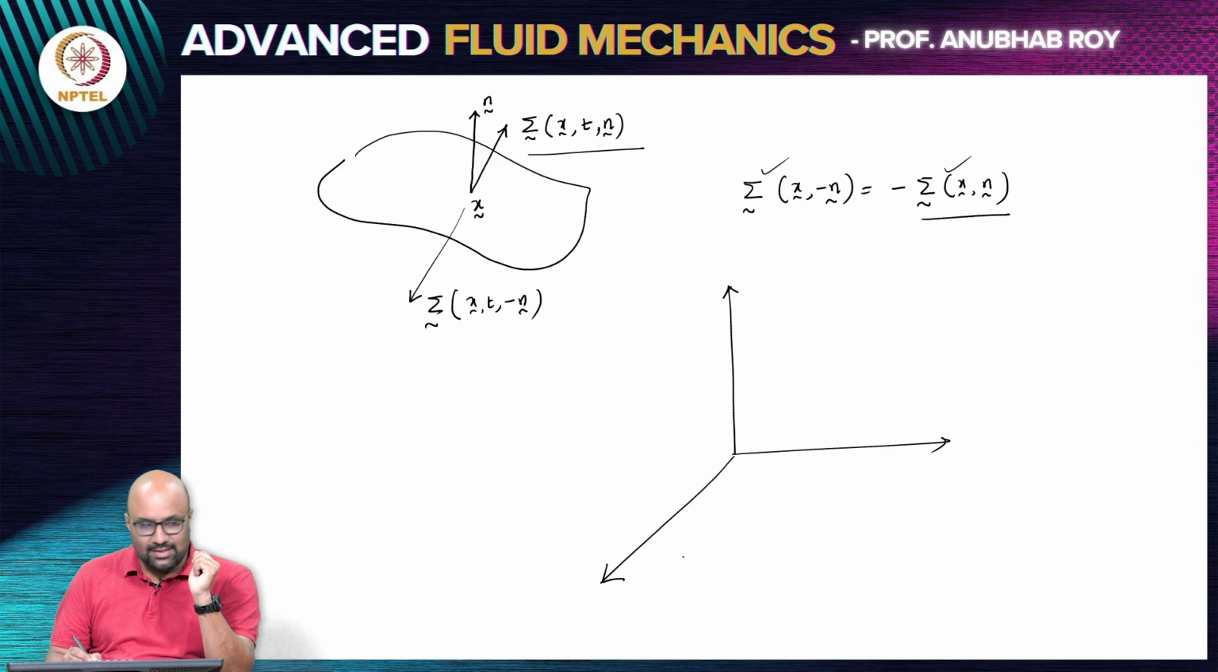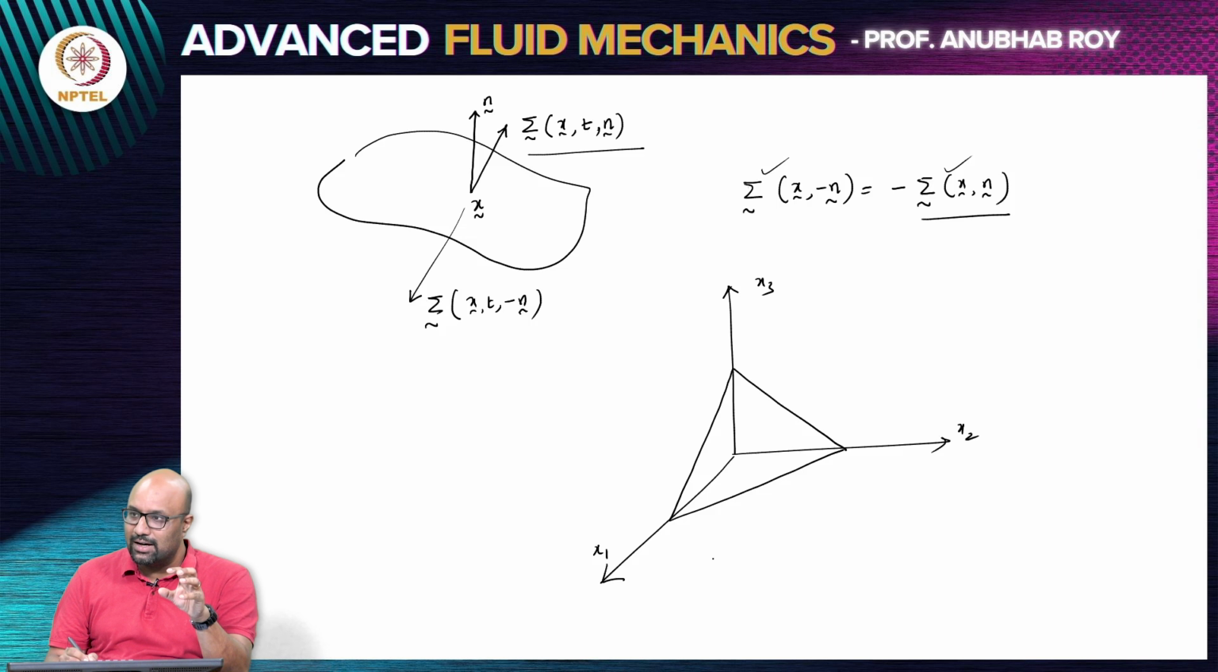do an exercise of trying to do a force balance. So I have a coordinate system x1, x2, x3. I have drawn a tetrahedron. Imagine this tetrahedron is at the origin of this coordinate system, and it is what I am interested in for doing a force balance. A characteristic dimension of this tetrahedron is delta.